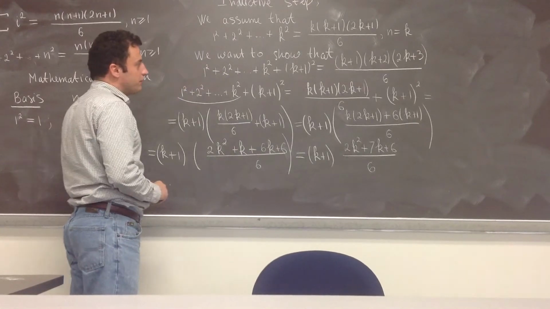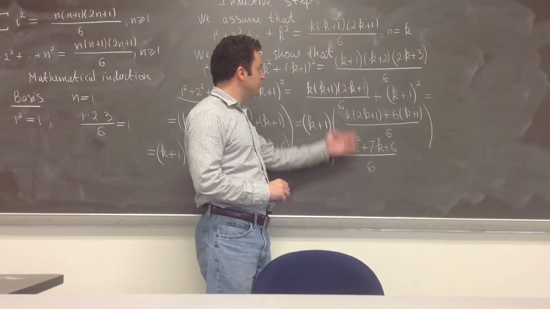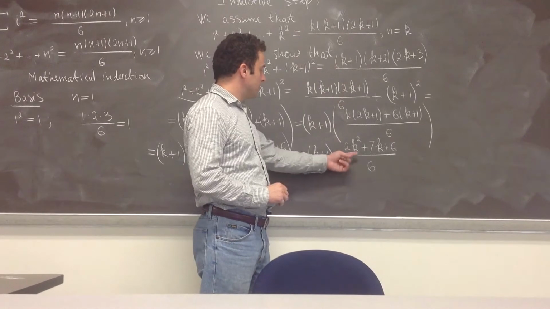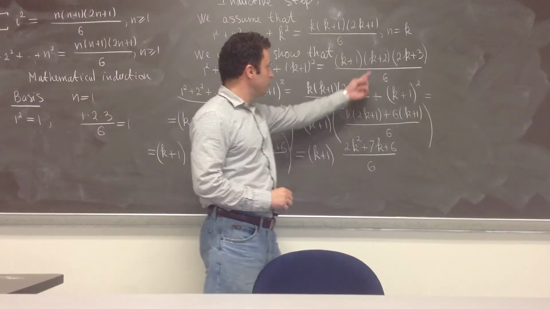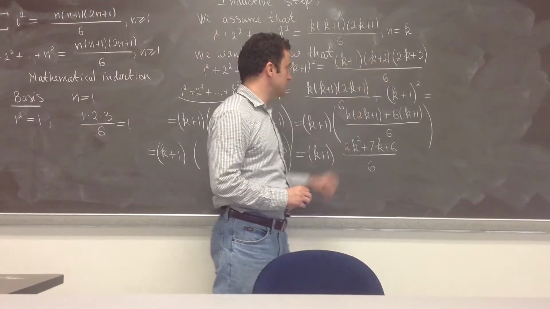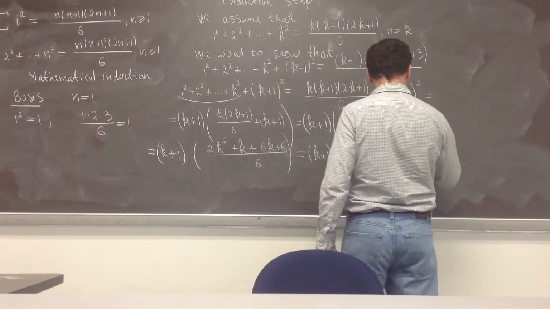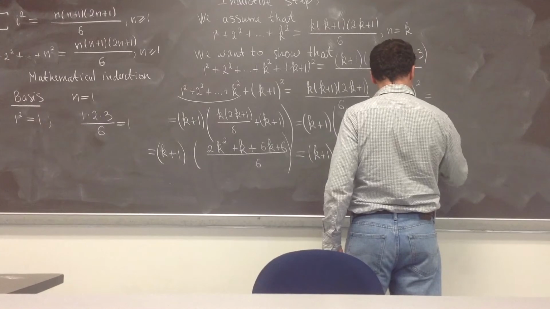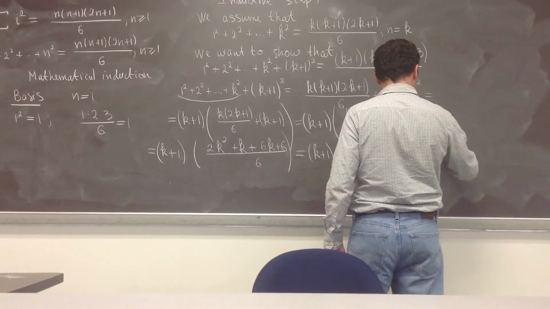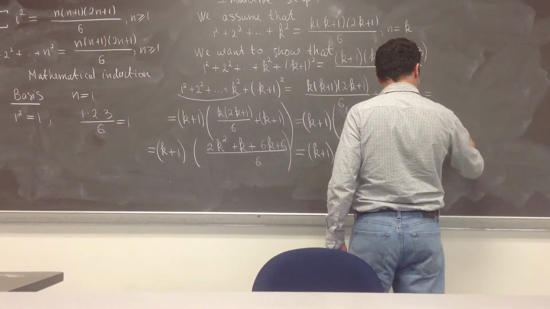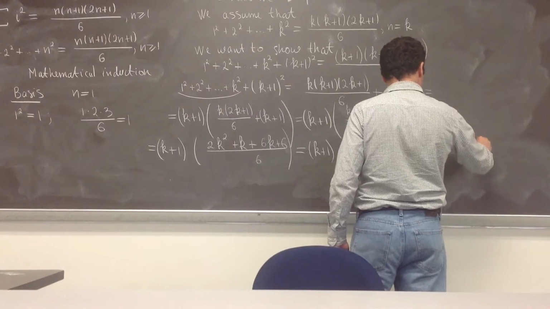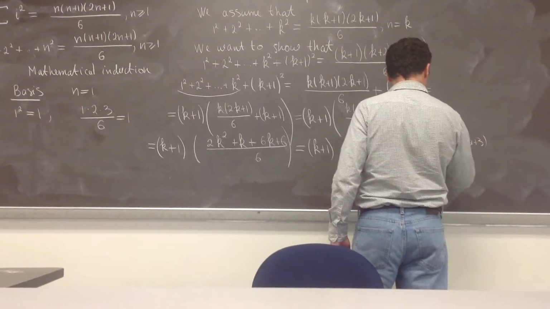And now it's very easy to see that these two expressions are equal, because this trinomial is equal to the product of k plus 2 times 2k plus 3. So we can write this as k plus 1 times k plus 2 times 2k plus 3 over 6.